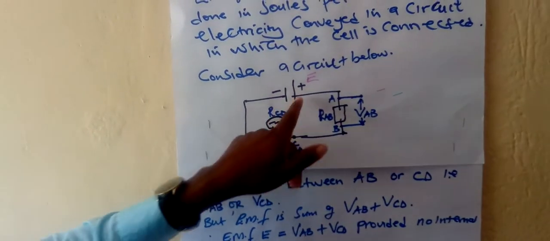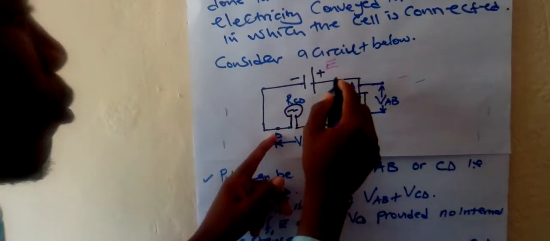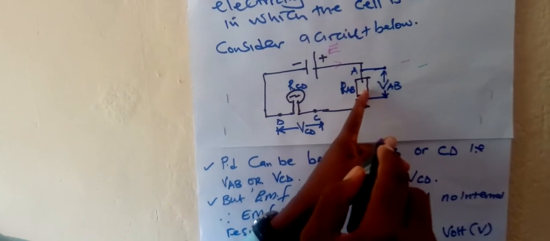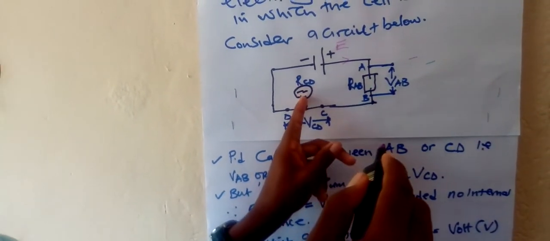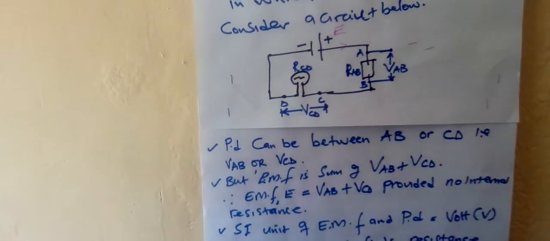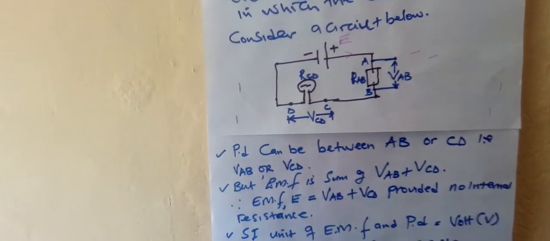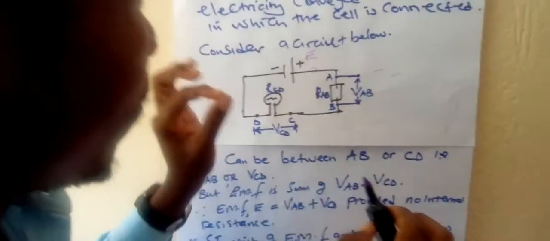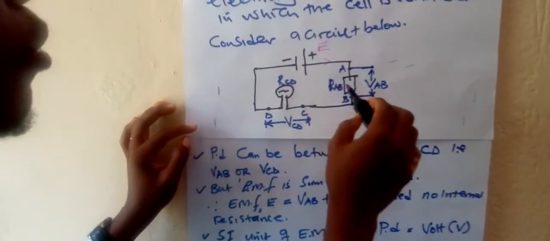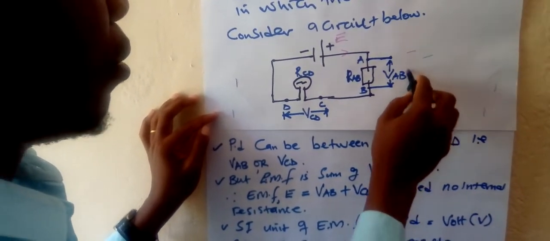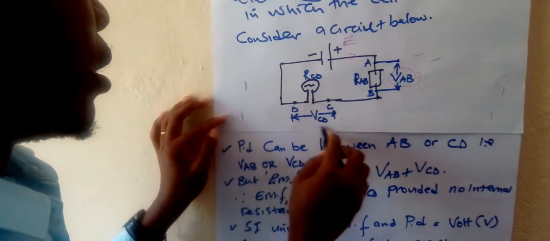Now, when electricity moves, remember it moves from the positive, it goes through this resistor, and then it goes through the bulb, and then finally it goes back to the circuit. Now, when we say EMF, it will be the total work done. In other words, the summation of this PD here and this PD here.